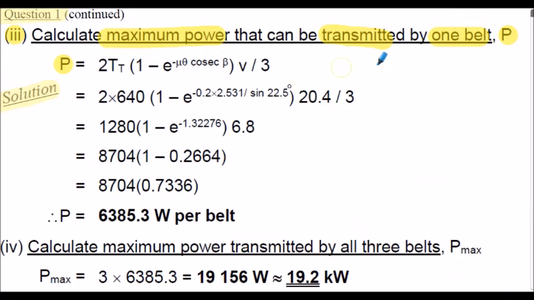Presented in a slightly different format, that's all. So inserting the values for tight side tension, Tt, friction coefficient, mu, is 0.2, angle of lap, theta, is 2.531 radians. I just noticed that multiplying by cosec beta is the same as dividing by the sine of beta. So I'm dividing by the sine of angle beta, which was 22.5 degrees.